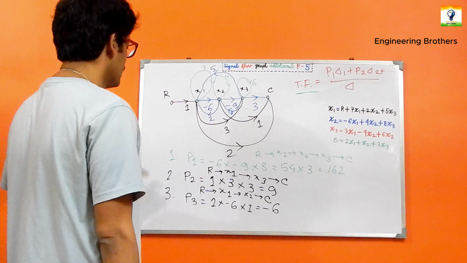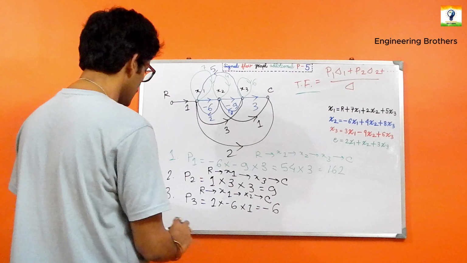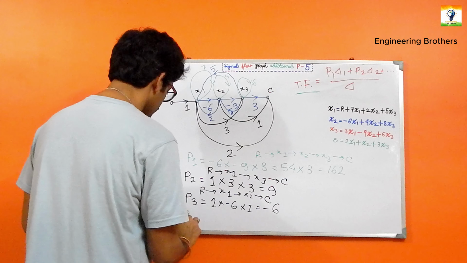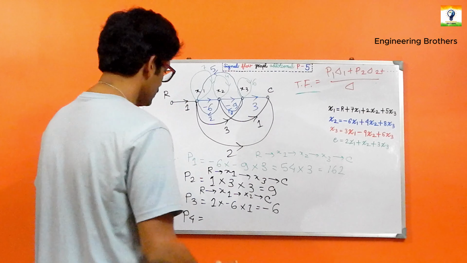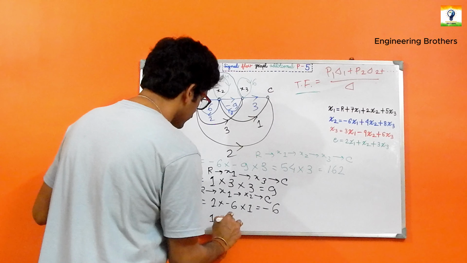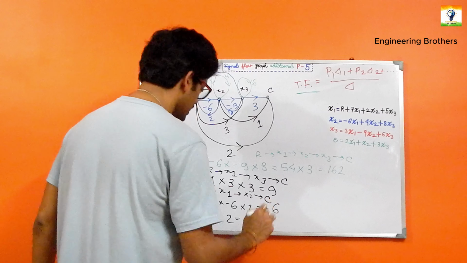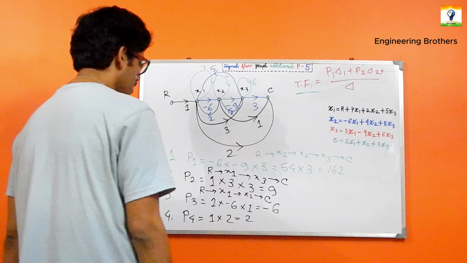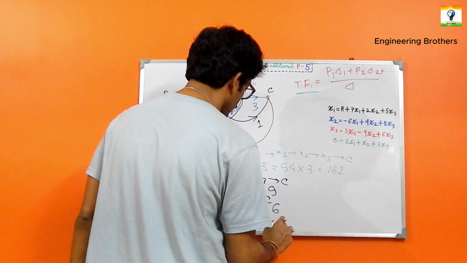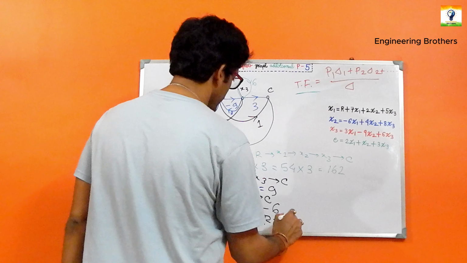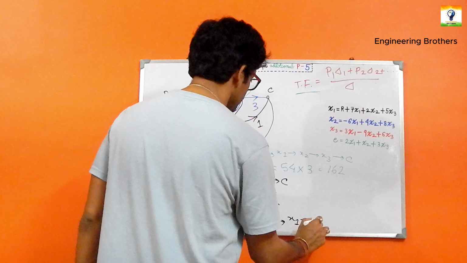Okay, and we can see another forward path, which I am just going to say will be 1 multiplied by 2, and the gain for that will be 2. Now what seems to be the path for that forward path? The path for that one should be from R to X1 and then X1 to C.